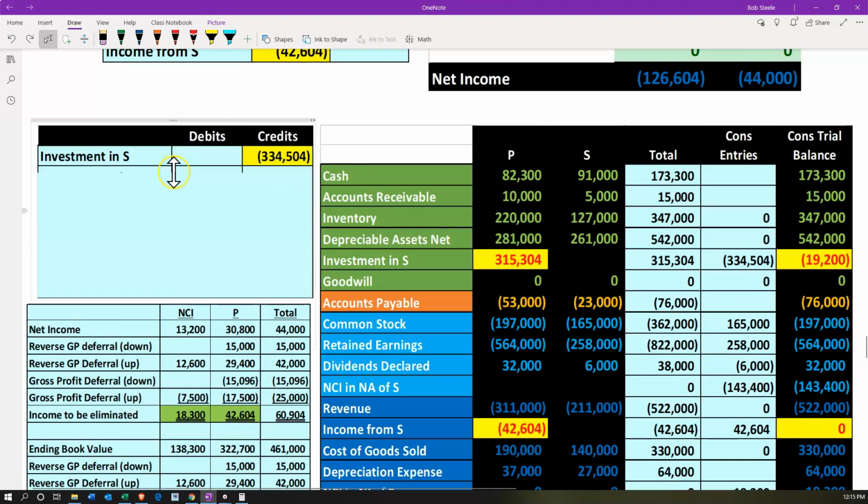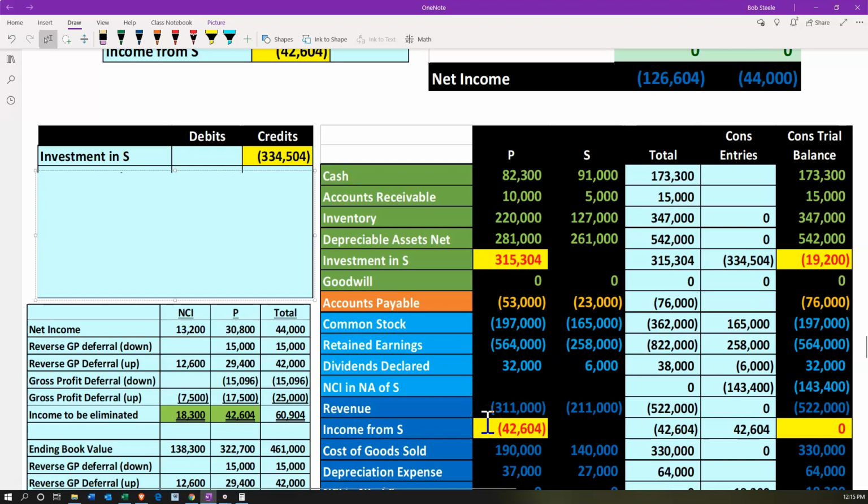So now we're finally to the journal entry standpoint. Here's P's books, here's S's books. We're going to total them up just like we normally would, and then we're going to enter our consolidation entry here. This is going to be our consolidation process. At the end of the day, this should go down to 0. This should go down to 0.